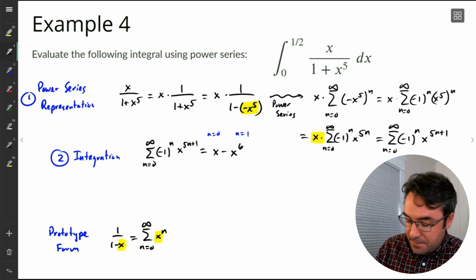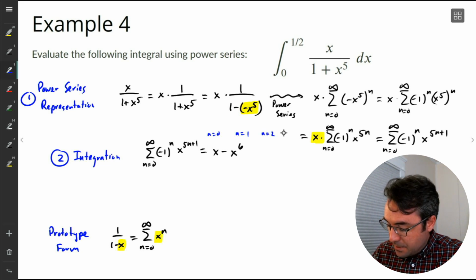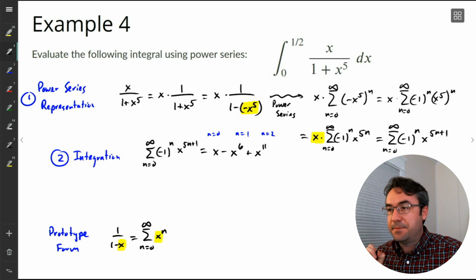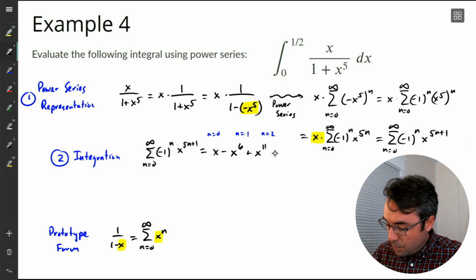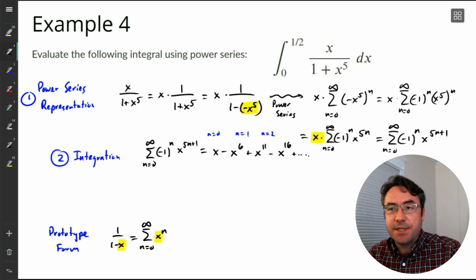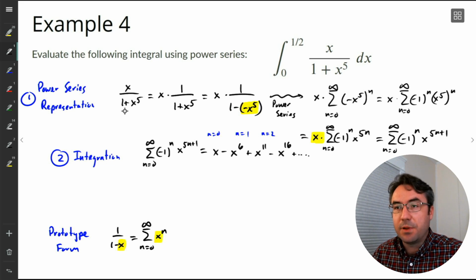And then when n is 2, we're going to have what? Plus x raised to the power 11. And then let's do one more. When n is 3, we're going to have minus x raised to the power 16. And then so on. So here's our power series representation for x over 1 plus x to the 5th, written out as either in sigma notation here or with just the first few terms written out.